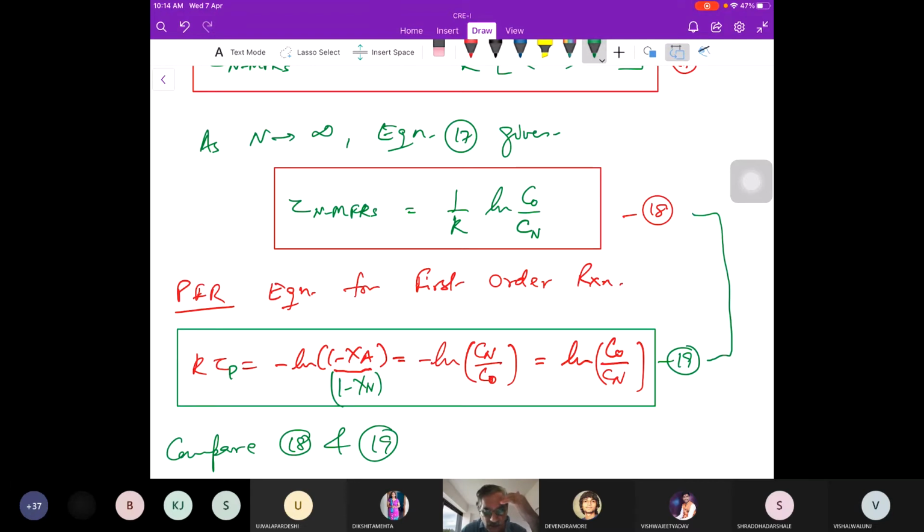Same, it is exactly the same, because this is nothing but tau. Right? This k came from here to here: 1 upon k ln C naught upon Cn. That means if I take a large number of mixed flow reactors in series, the system behaves like a large plug flow reactor.